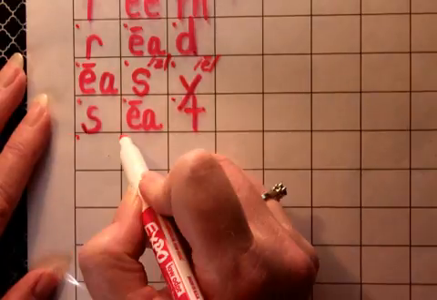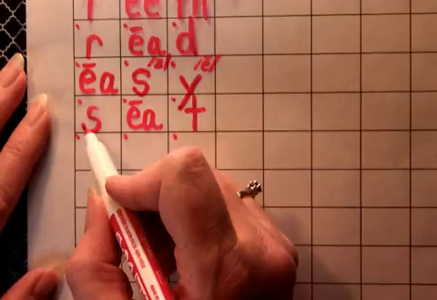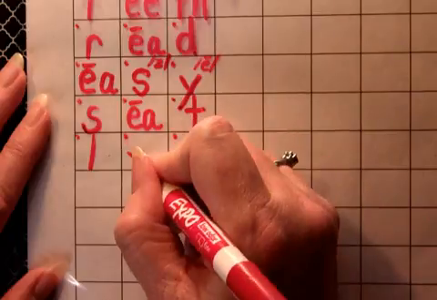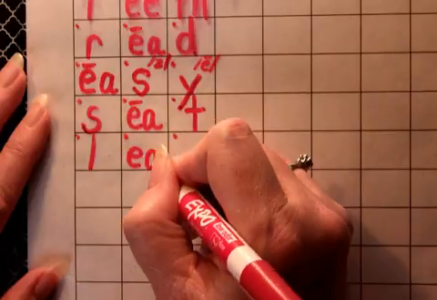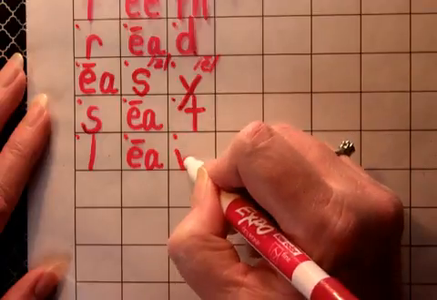The next word is leave. I will leave the scary dog alone. Leave. L, E, V. The first sound is L. E is E-A. That's our V.